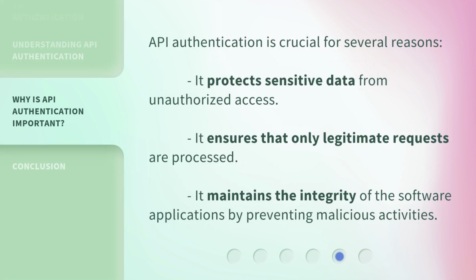API authentication is crucial for several reasons. It protects sensitive data from unauthorized access. It ensures that only legitimate requests are processed. It maintains the integrity of the software applications by preventing malicious activities.